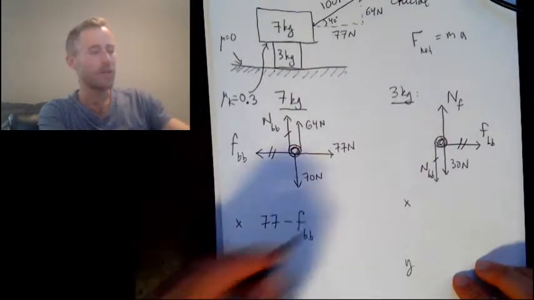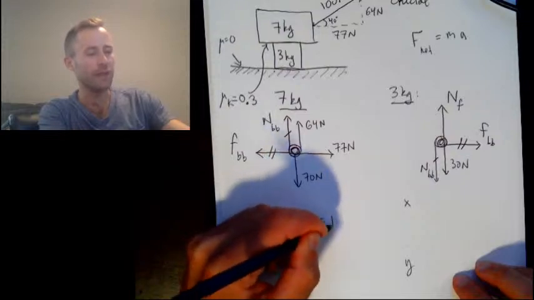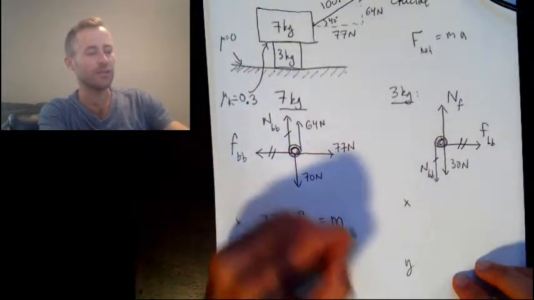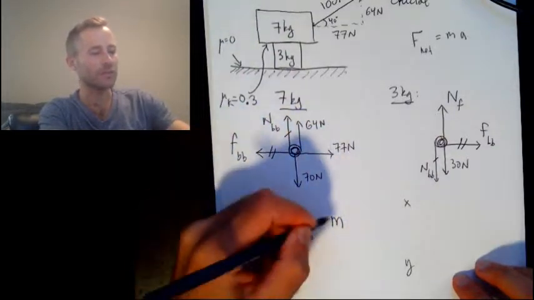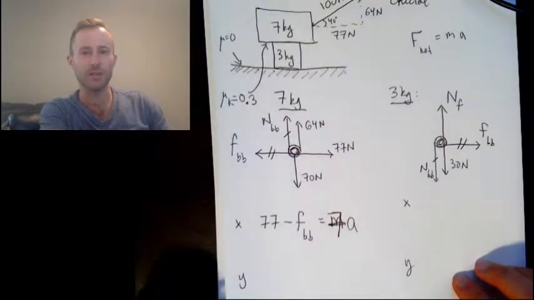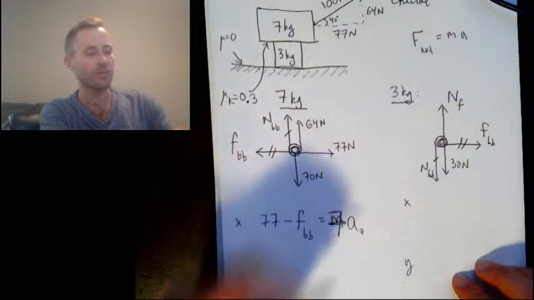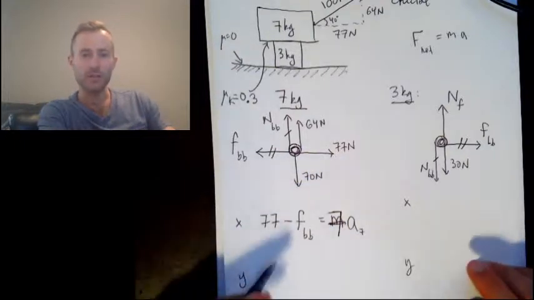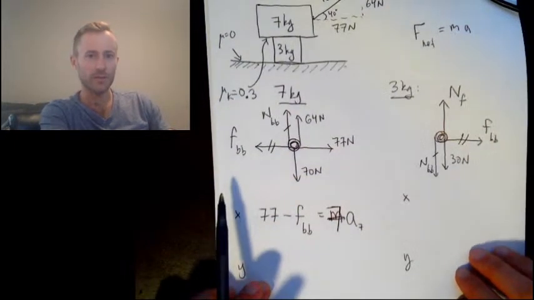Okay? And the net force is equal to mass times the acceleration. The mass is 7. That should be 7 times the acceleration of the 7 kilogram block. Okay? So that's Newton's second law in the x direction.